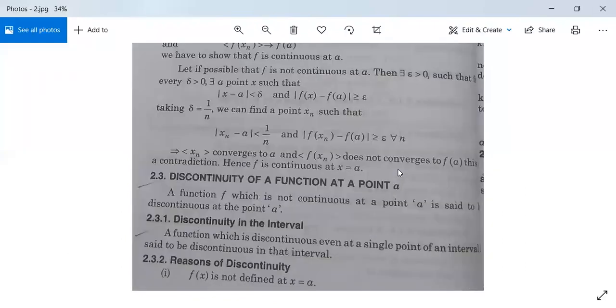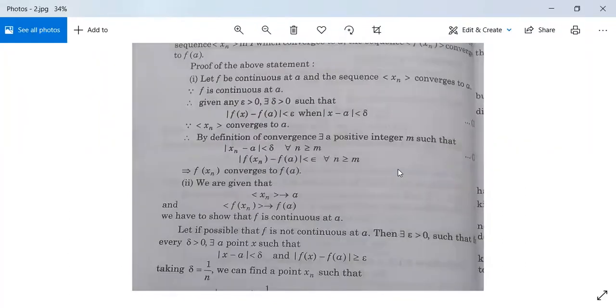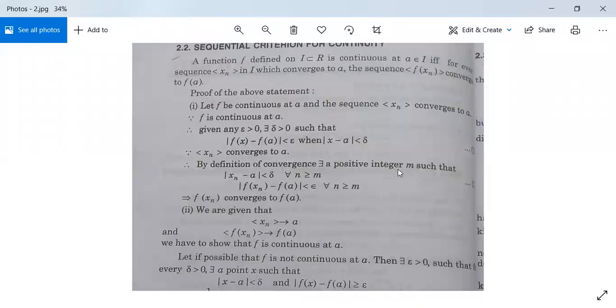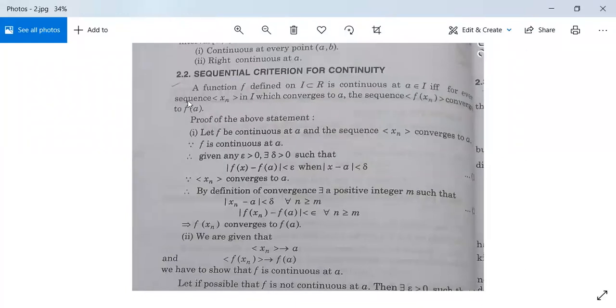After this comes the sequential criterion for continuity. We will look at this too, two pages we will see, then you note it down. See, a function f defined on I, a subset of R, is continuous at a in I if and only if for every sequence x_n in I which converges to a, the sequence f(x_n) converges to f(a). So this is the sequential criterion of continuity. Proof of the above statement.